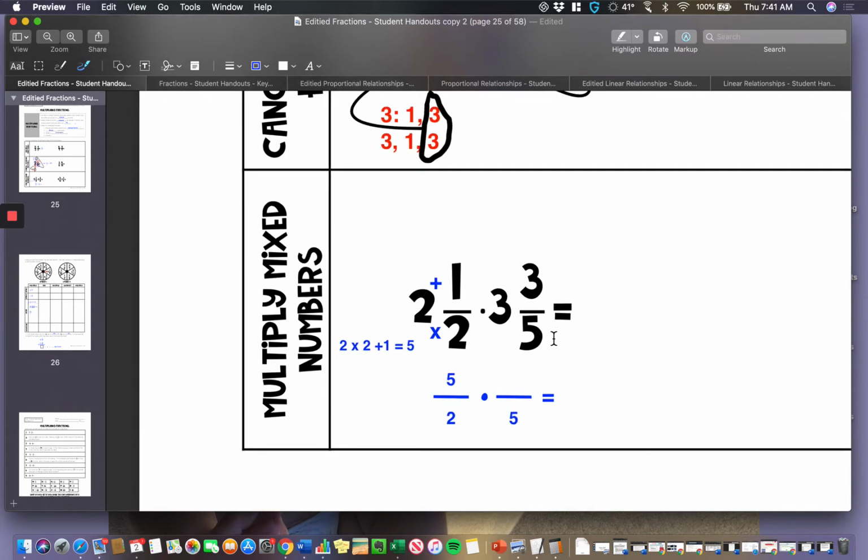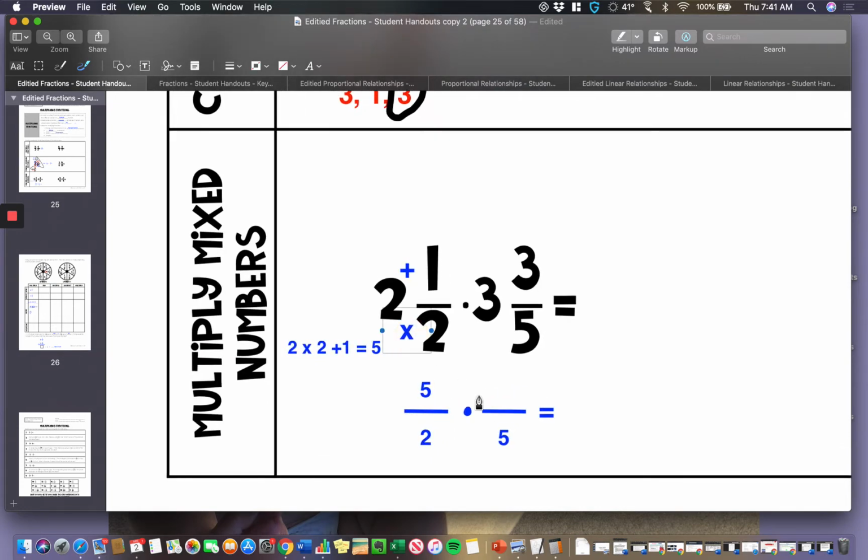Now the same thing is going to happen here. So I'm going to multiply my denominator by my whole number, which is going to be 5 times 3. And then I'm going to add my answer, or product, to the numerator. So I'm going to have a math problem that looks something like this.